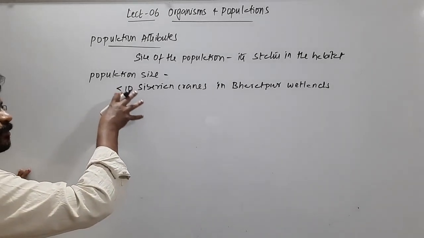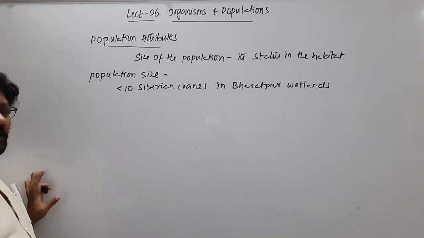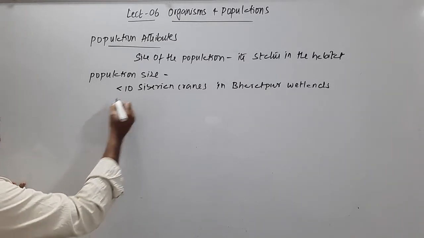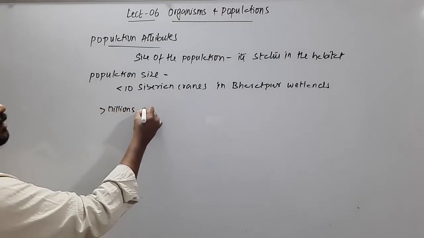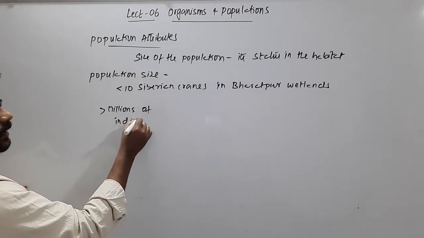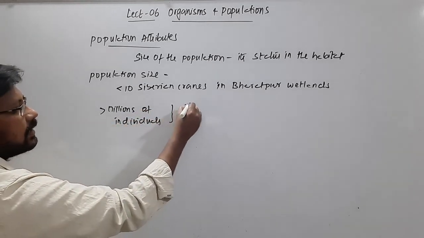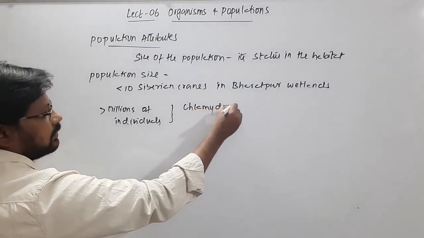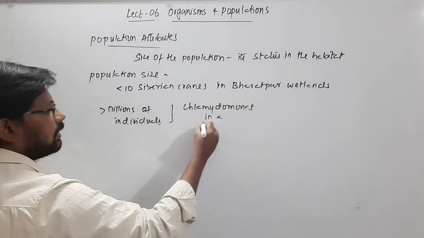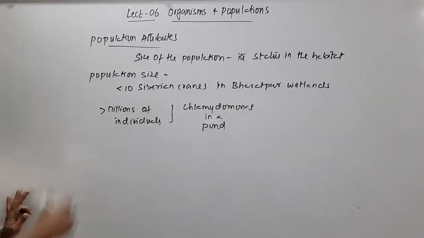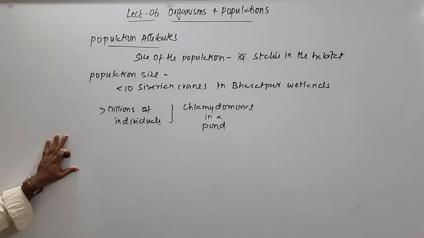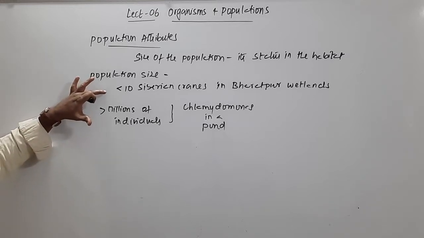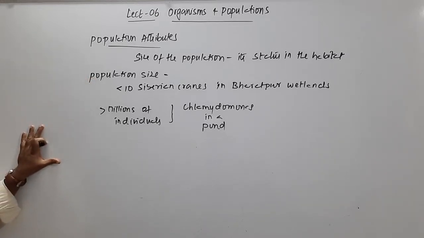And from that smaller number, we can also see a greater number, to millions of individuals in the case of Chlamydomonas in a pond. So the Chlamydomonas in a pond has a very great population size, whereas the Siberian cranes have a very small number.